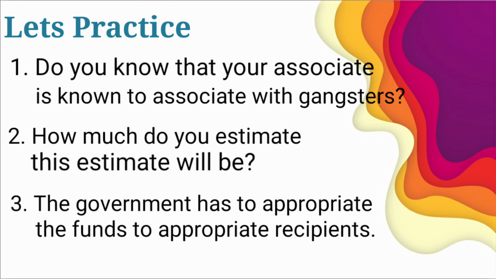Let's try it together. Number one, do you know that your associate is known to associate with gangsters? Number two, how much do you estimate this estimate will be? And number three, the government has to appropriate the funds to appropriate recipients.